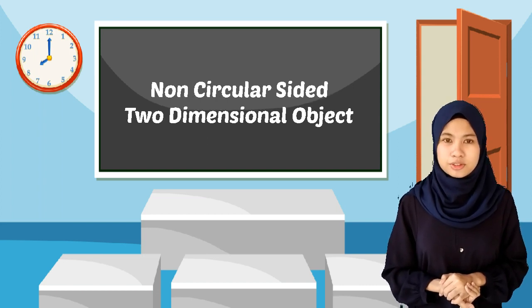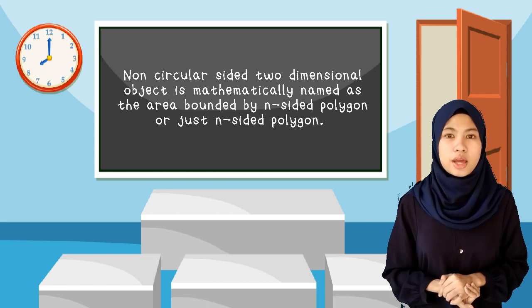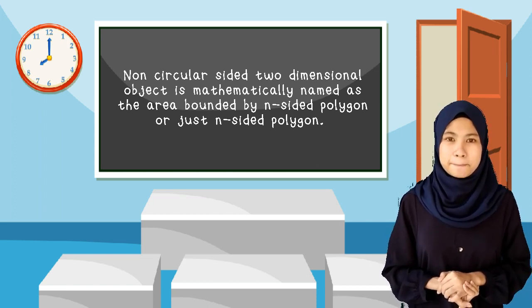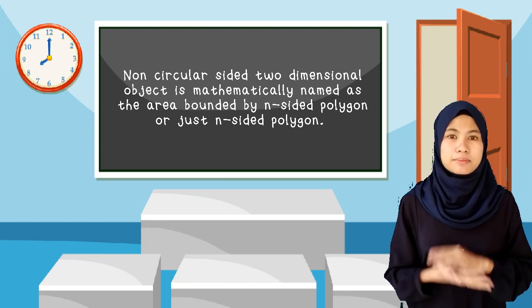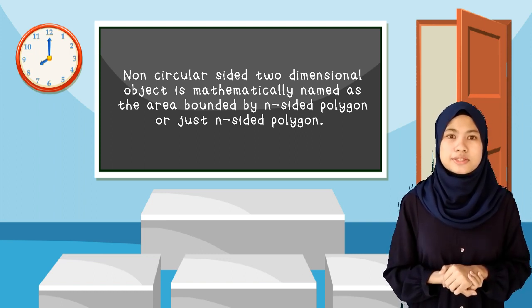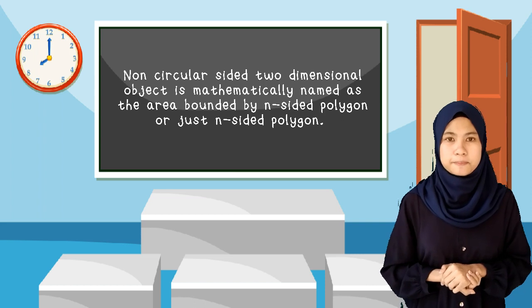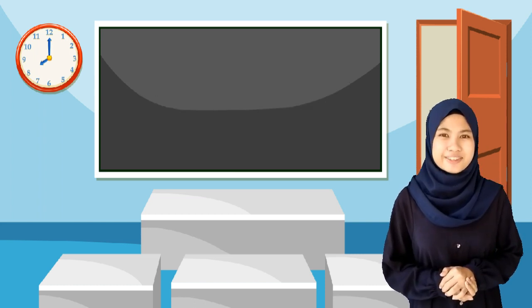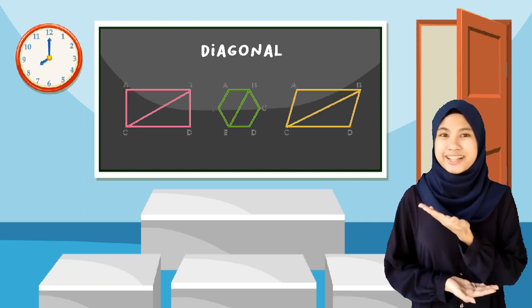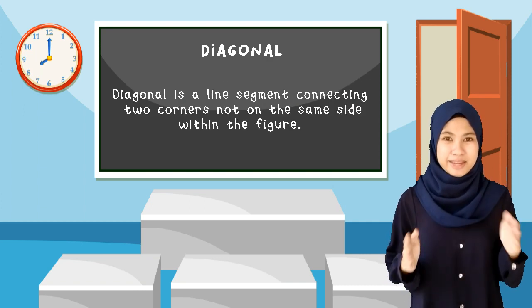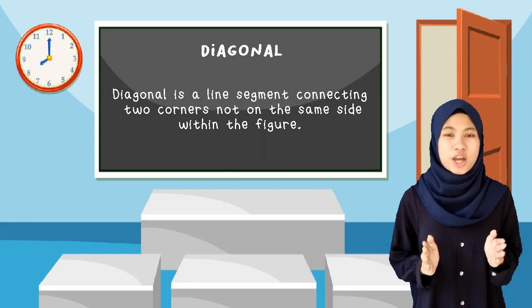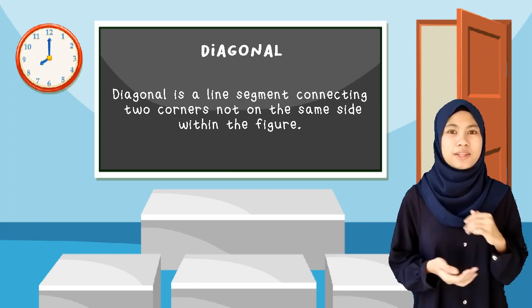I will explain the definition of non-circular side two-dimensional objects: square, rectangle, acute triangle, and right-angle triangle. What is a non-circular side two-dimensional object? It is mathematically named as the area bounded by an n-side polygon, or just an n-side polygon. Some figures share a common characteristic, which is the diagonal. A diagonal is a line segment connecting two corners not on the same side within the figure.